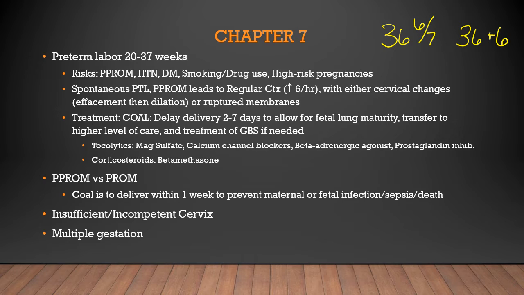Interventions to prevent preterm labor have not proven to be effective. The aim really is just to delay delivery for roughly 72 hours to give the steroids time to work and mature the fetal lungs. This also gives us time to transfer the mother to a higher level of care if needed, and to treat GBS if present in the vagina.